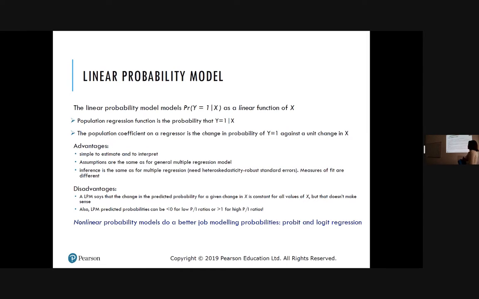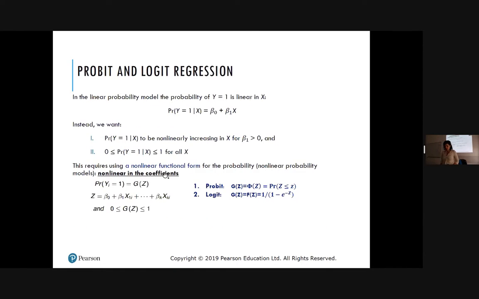So these are two models which use a nonlinear functional form of the regressors, of the parameters. And how do they differ? They differ by the type of functional form that they use.